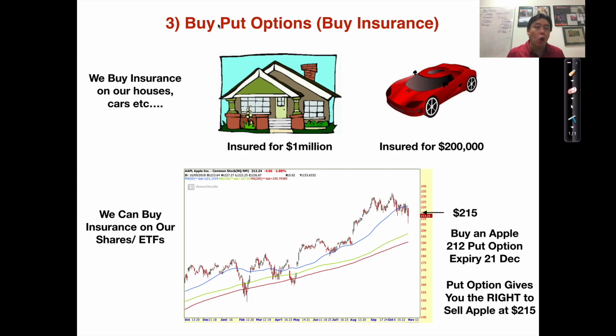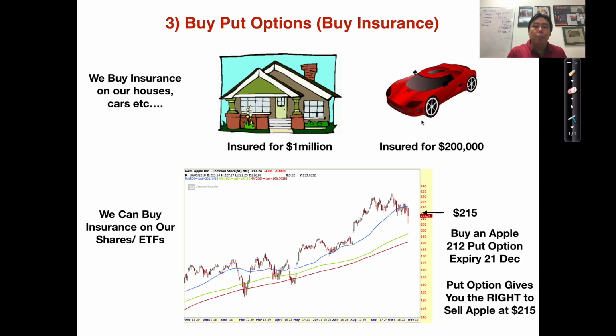Now, you may have heard of the word options before. What are options really? Well, put options, if you think about it, is kind of like buying an insurance policy on the shares that you own. Okay, now all of us buy insurance on our important assets. We buy insurance on our house, fire insurance, all right, mortgage insurance, and we buy insurances on our cars. So for example, if you buy insurance for your house for $1 million, that $1 million is so-called the sum assured, right? So if your house burns down, God forbid, the insurance company will pay you $1 million. Okay, that's the sum assured.